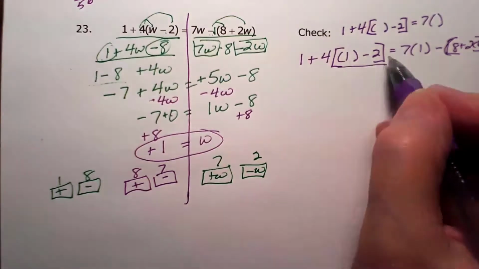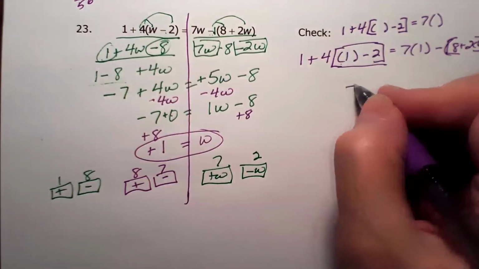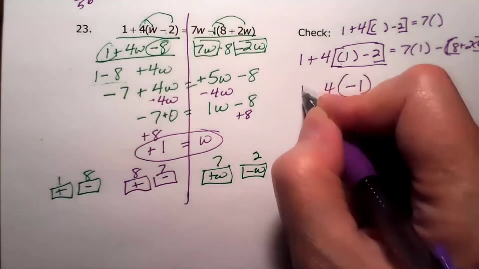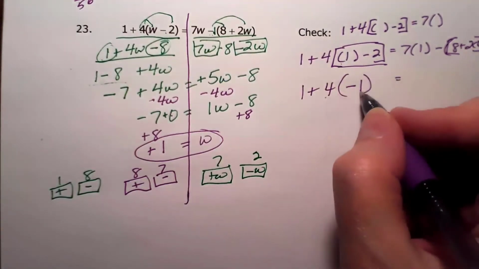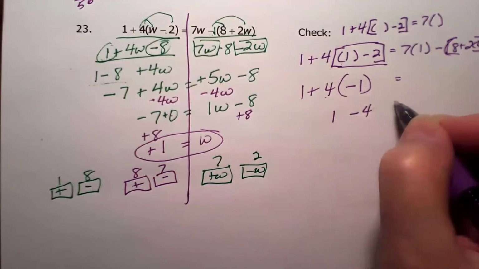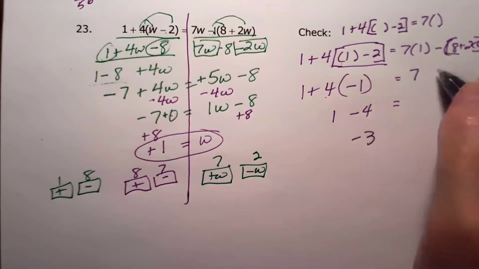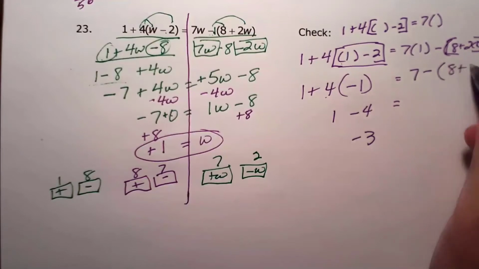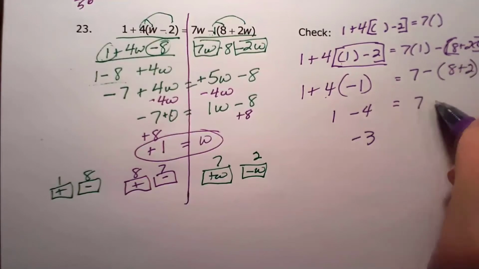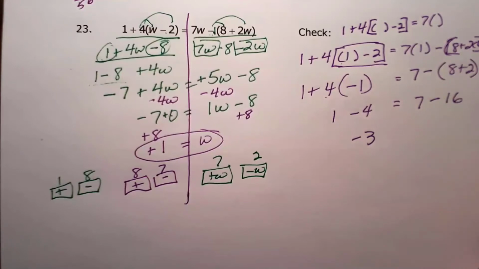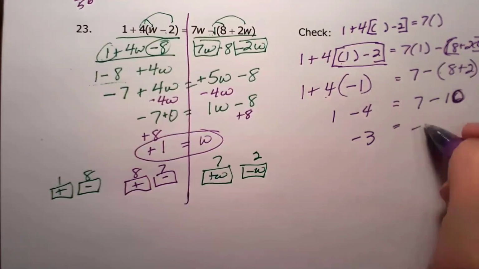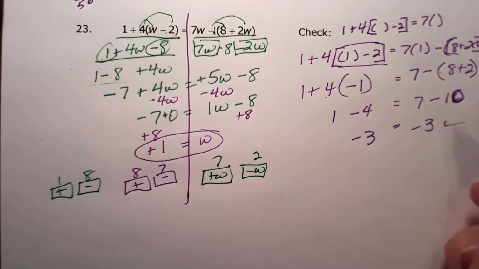So now order of operations, first I'm going to do this. 1 minus 2 is negative 1. 4 times negative 1 is negative 4. 1 minus negative 4 is negative 3. And I'm not talking through all of those steps just for the sake of time. 8 plus 2 is 10. 7 minus 10 is negative 3. So it checked. It's correct.